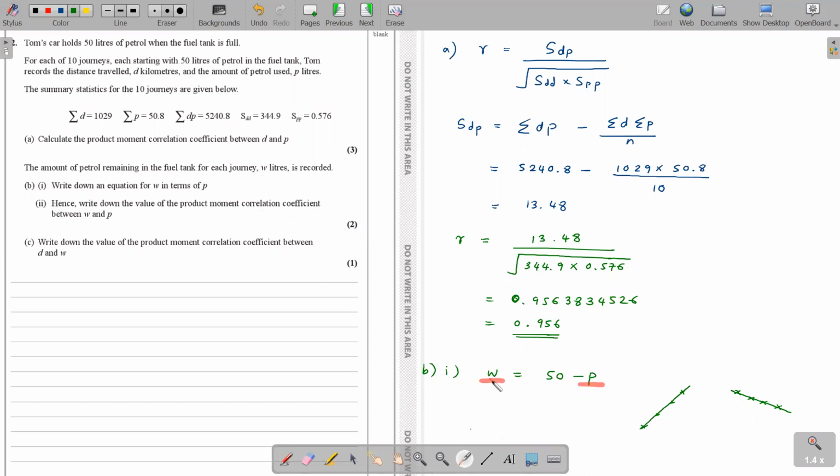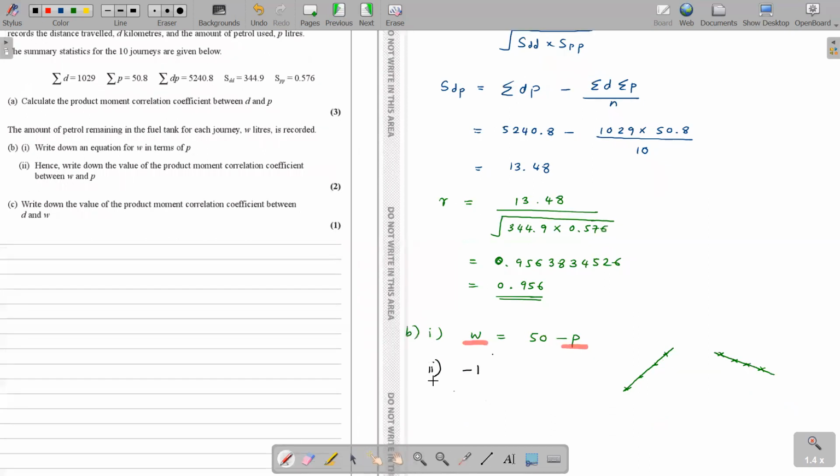Between W and P. You can see we have written a straight line connecting W and P, the used petrol and the remaining petrol. And you can see this is a line that has a negative gradient. A negative gradient means the line goes in this manner, which means all the points are going to fit perfectly. So your R value should be -1. So the product moment correlation coefficient between W and P is -1. Okay, that's the tricky part here.